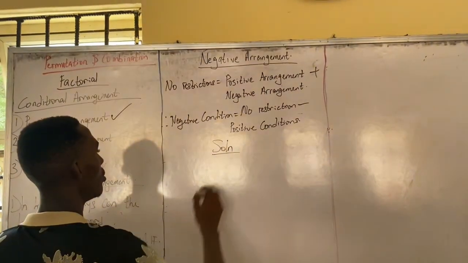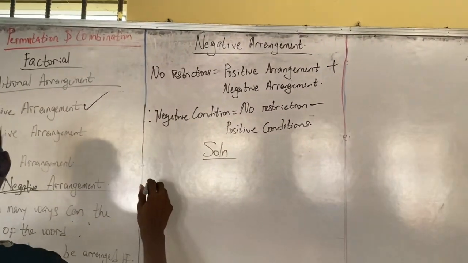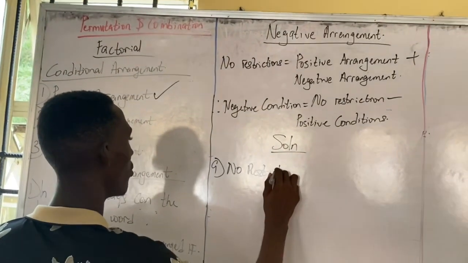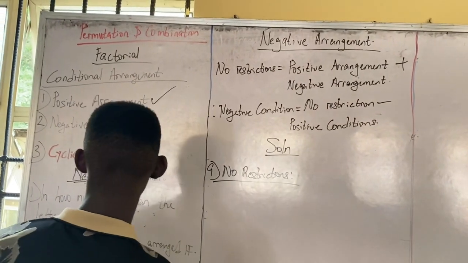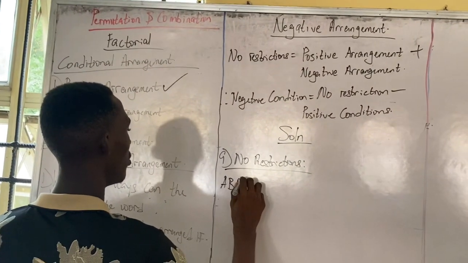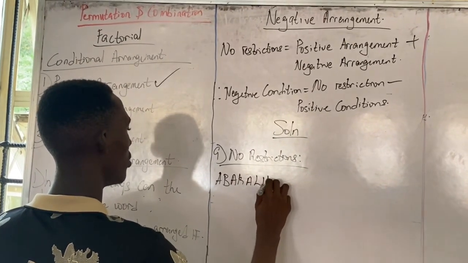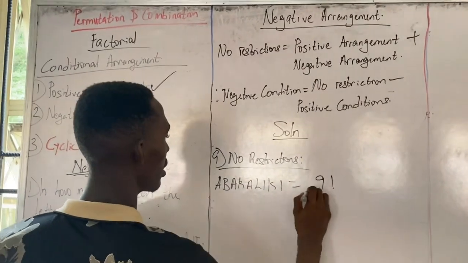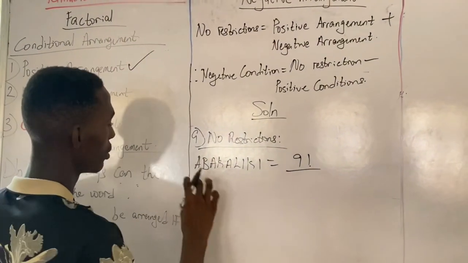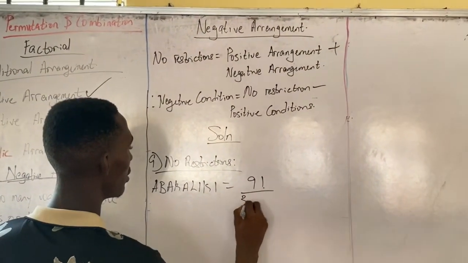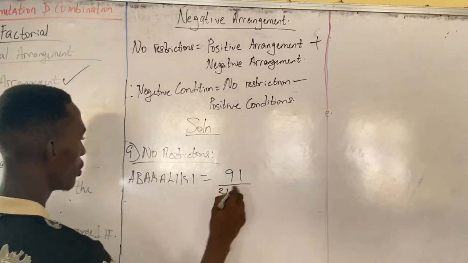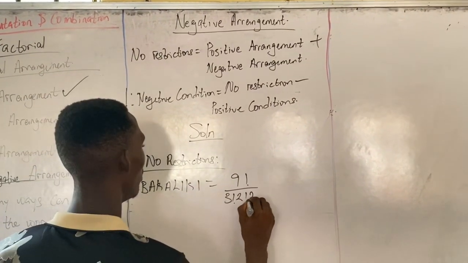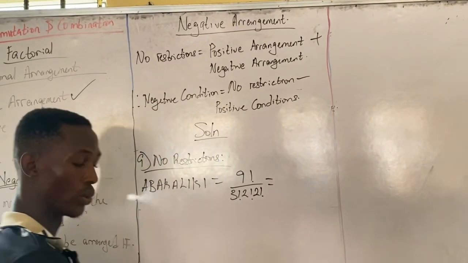Solution. So no restrictions here. Abakaliki. Now 1, 2, 3, 4, 5, 6, 7, 8, 9. So 9 factorial over the amount of repetition. A occurred how many times? 1, 2, 3. So we have 3 factorial. B occurred once. K 2 times, 2 factorial. And I occurred 2 times too, 2 factorial. So you already know how to solve your factorial.